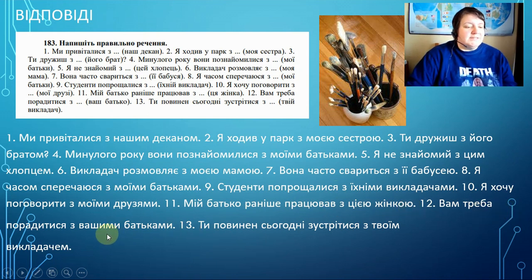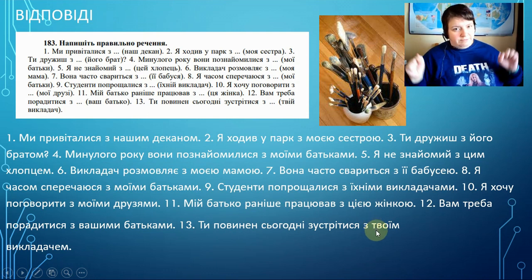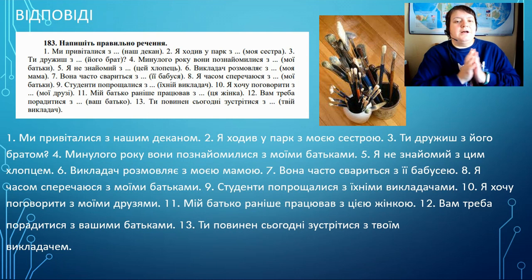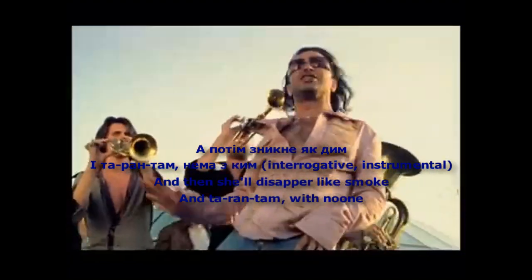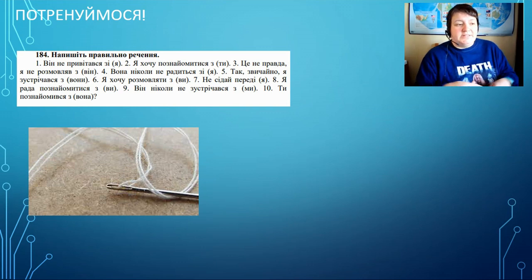Вам треба порадитися з вашими батьками. You need to consult your parents. So, з вашими батьками in Ukrainian is instrumental case. Ти повинен сьогодні зустрітися з твоїм викладачем. You must today meet with your teacher. Masculine instrumental. If it's not clear for you, leave me a comment, and I will try to explain some more. But we continue our practice. Потренуємося. Let's practice some more.